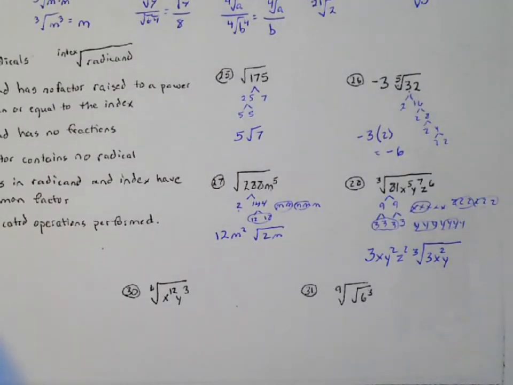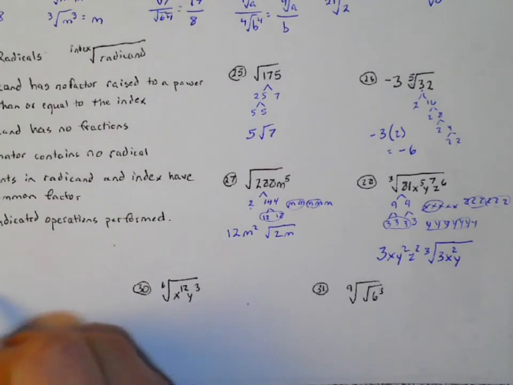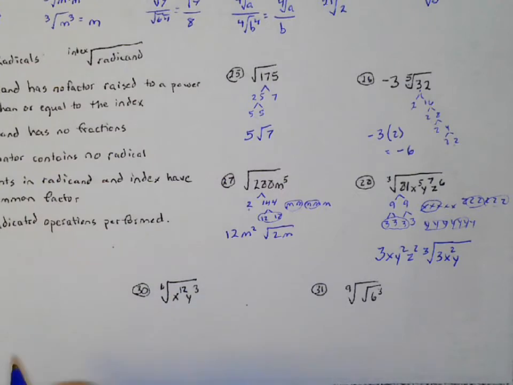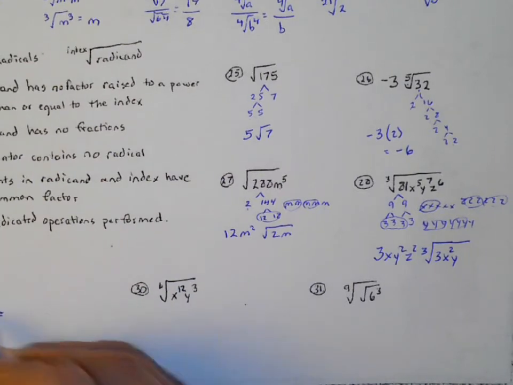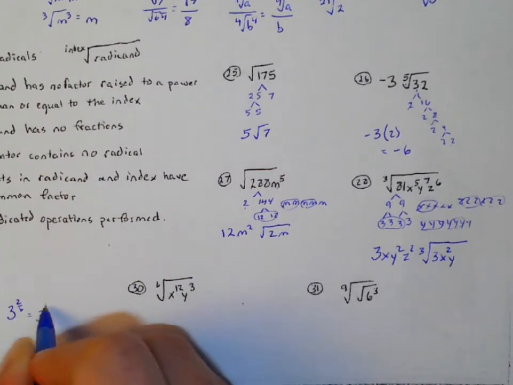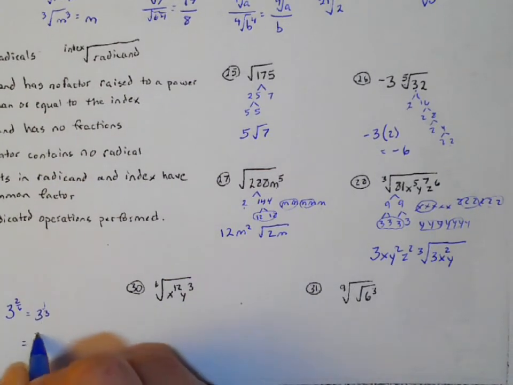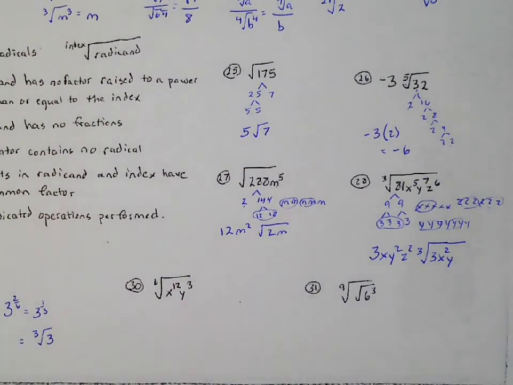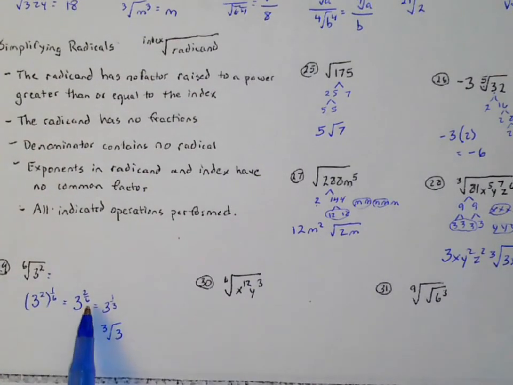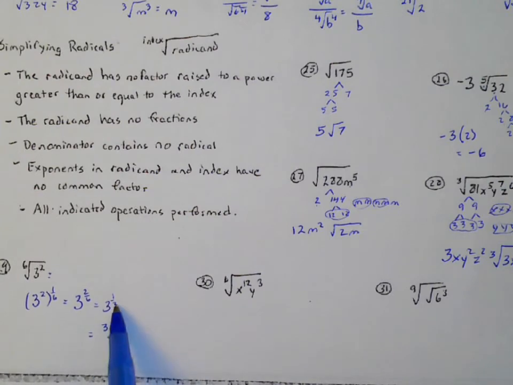Okay, the other ones down here, we can take this and write this as 3 squared to the 1/6, and I multiply those together, that would be 3 to the 2/6, and 2/6 is 1/3, so I can rewrite that as the cube root of 3. Whoops, sorry, you couldn't see that. Sixth root, combine them together to be 2/6, which is 1/3, which means that's the cube root of 3.